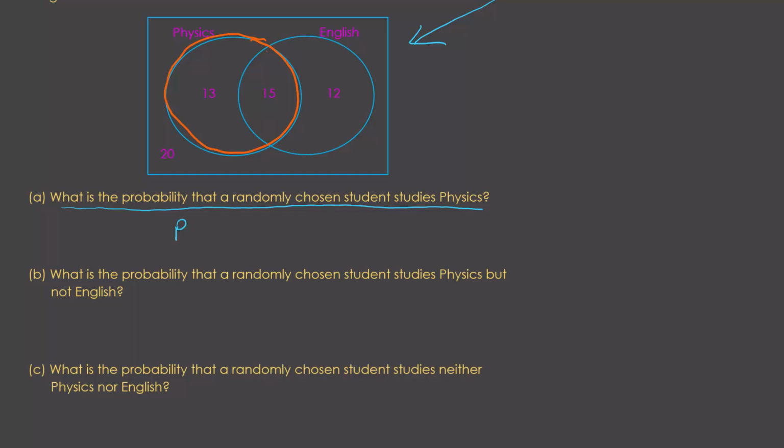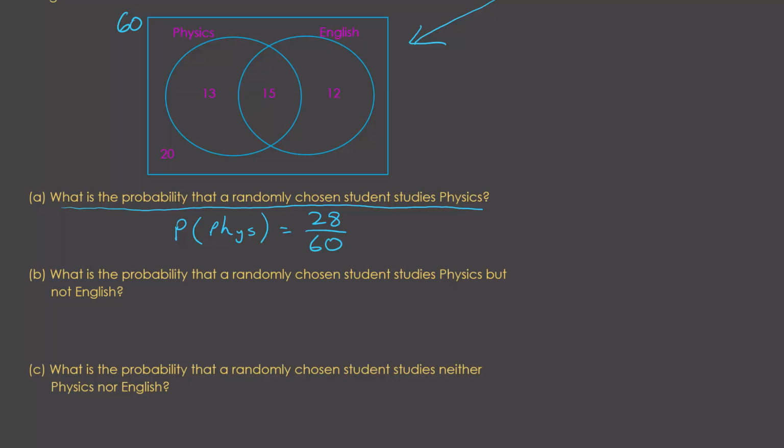We can see that there are in total 28 students. Now the total students in the diagram are 13, add 15, add 12, add 20, which is 60. Probably should have done that first, but that means that this is 28 out of 60, which of course we could simplify.